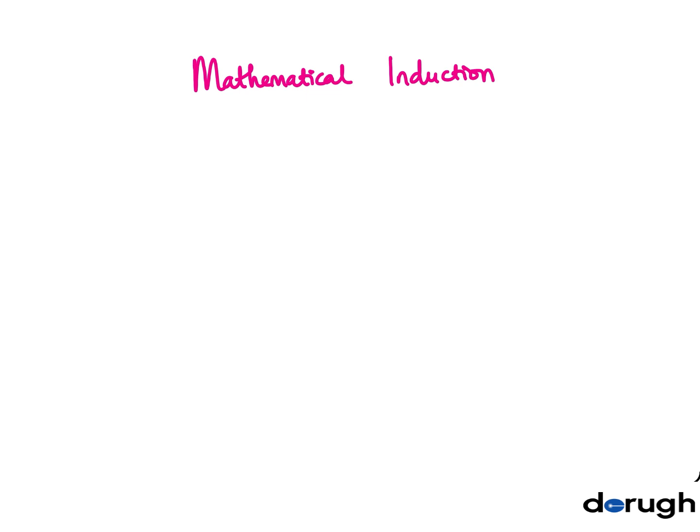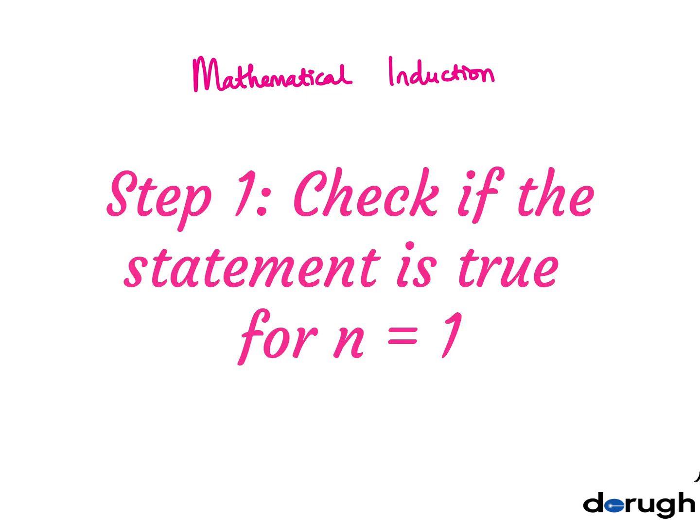The first step is to check whether the statement is true for n equals 1. Checking whether it is true means checking if the left side equals the right side for the theorem or the formula that you're working with. If the statement is true, then we can move on to the second step.